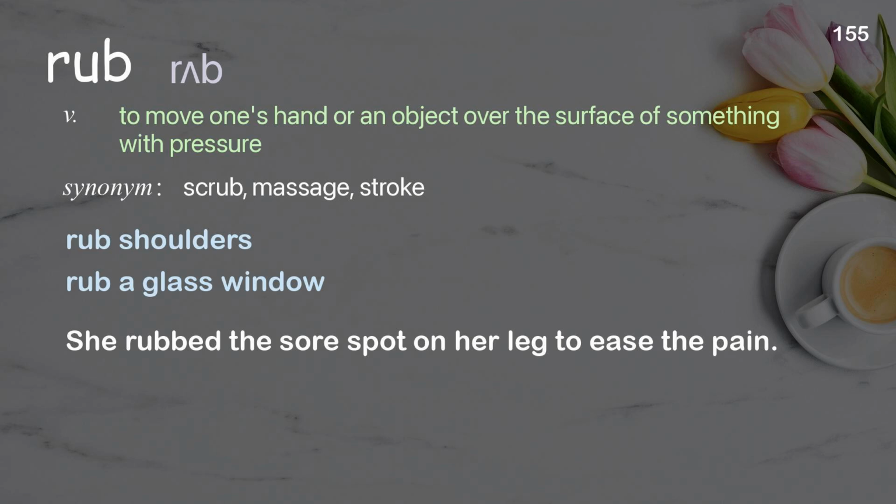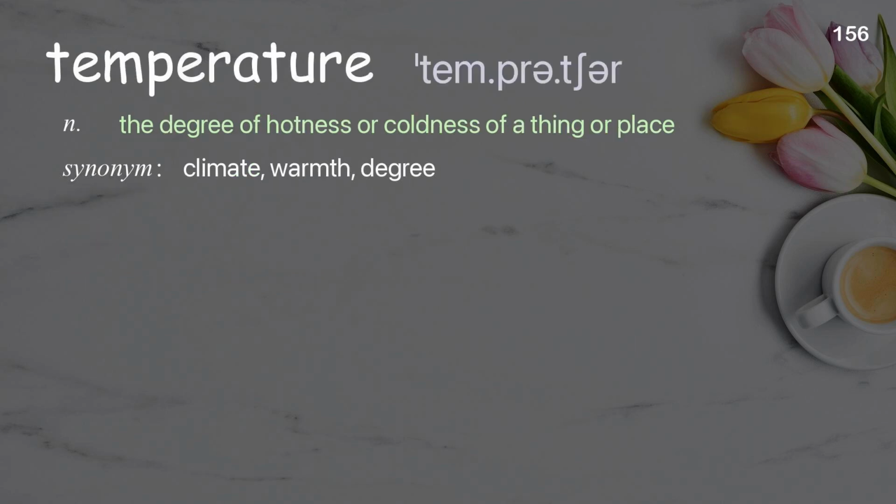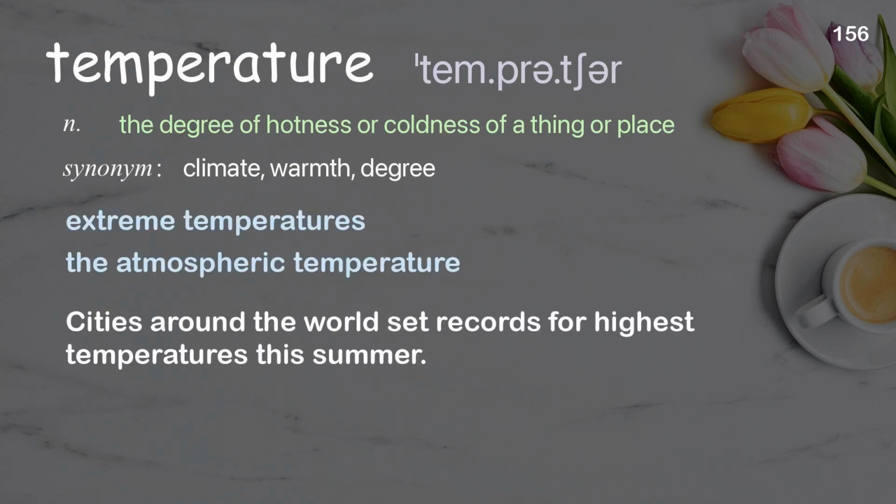Temperature. The degree of hotness or coldness of a thing or place. Examples: Extreme temperatures. The atmospheric temperature. Cities around the world set records for highest temperatures this summer.